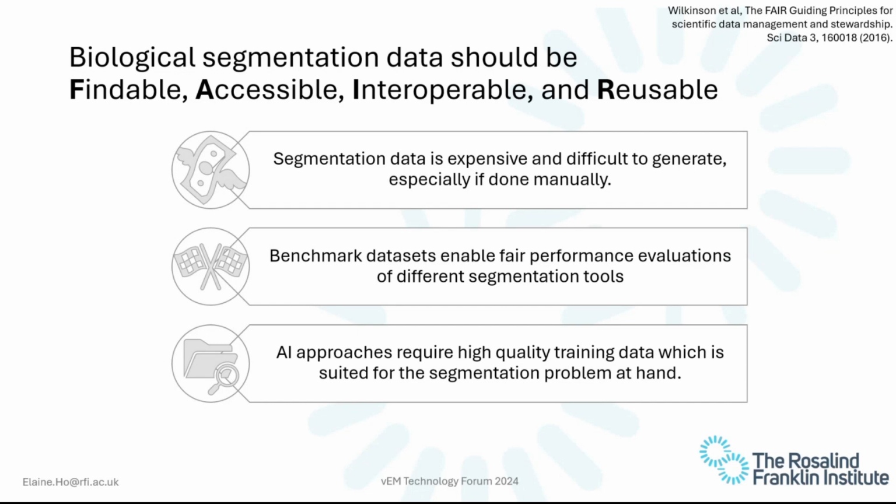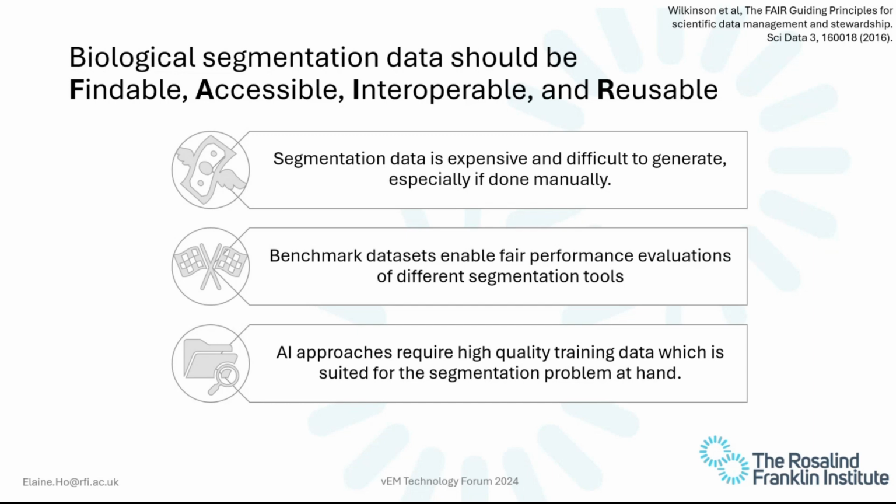And the third reason why segmentation data should be FAIR is because AI approaches, which help us reduce the amount of manual work we need to do, require high quality training data, and it needs to be suited for the segmentation problem at hand. Most of the time, a lot of the AI tools might be developed by groups of computer scientists who might not have access to a multi-million-pound microscope and the expertise to use it. So it's important for us to be able to share all of this data that we collect to enable lots of other people in different fields to contribute and make our lives a little bit easier.